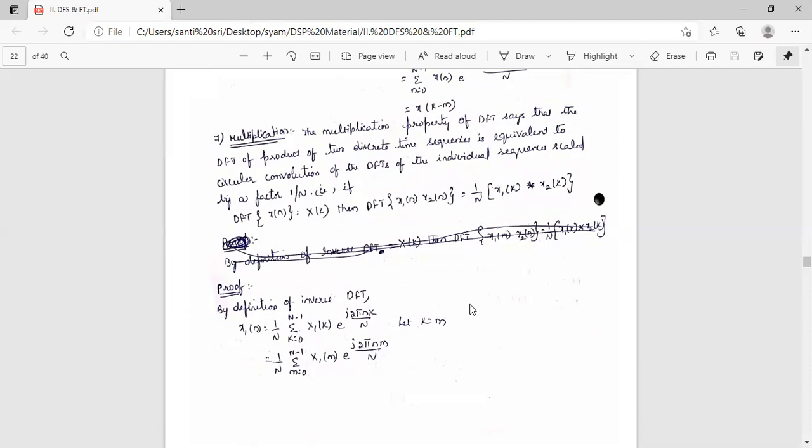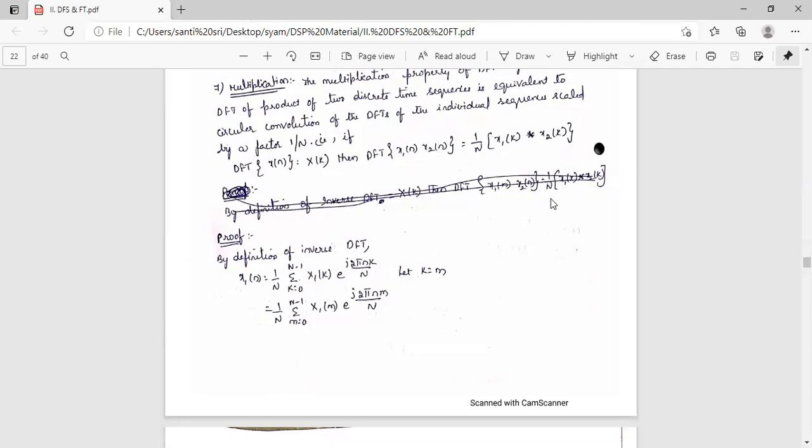That is expressed mathematically as: if DFT of x of n is equal to X of k, then DFT of x1 of n into x2 of n, the multiplication, is equal to the scaling factor 1 by N into X1 of k convolved with X2 of k. So let us prove it. By the definition of the inverse DFT, x1 of n is equal to 1 by N sigma k equal to 0 to N minus 1 X1 of k into e power j 2 pi nk by N. Let k equal m, so that it will become 1 by N into sigma m equal to 0 to N minus 1 X1 of m into e power j 2 pi nm by N.